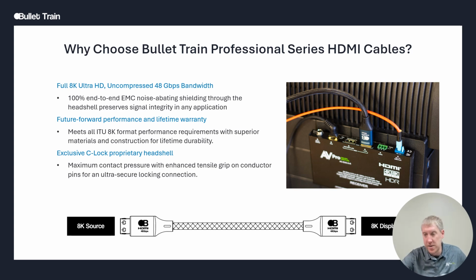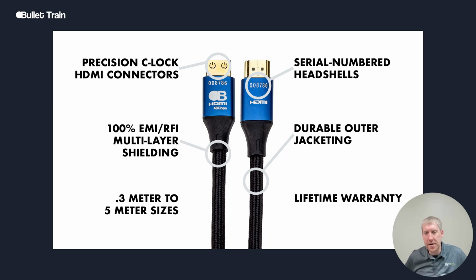In fact, I'll go to the next slide. It depicts that a little bit better. So here you go. You can see the precision C-Lock HDMI connectors there. There are those little detent pins that put a little bit more pressure on the HDMI connector, like I said, to prevent accidental disconnects and give a more positive connection with the equipment.